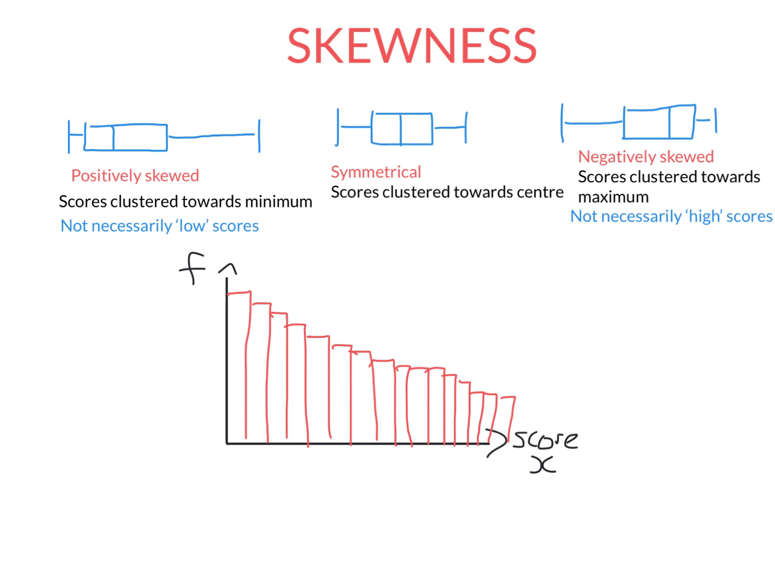Just as you'd expect, if the box plot is symmetrical, then the corresponding histogram would be symmetrical. Here you'd have an even distribution of scores. It's basically the same range for the lowest 25% as for the top 25%, as for the two middle 25% of scores.